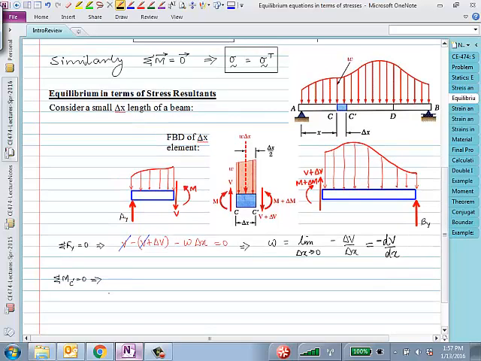And similarly for the equation of equilibrium for the moments about the point C prime, about this point. Maybe take 30 seconds and write down that equation, see what you get, and then let me know. Sum of moments about this point.